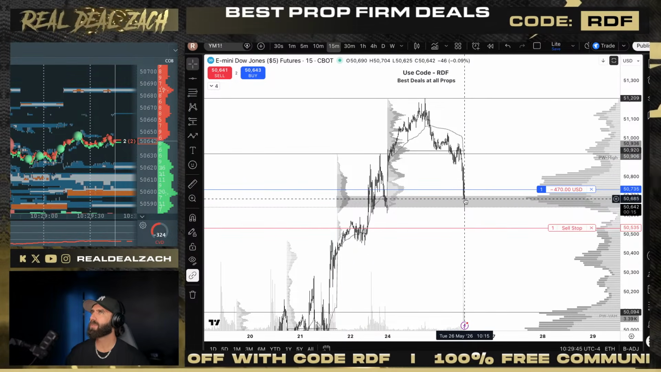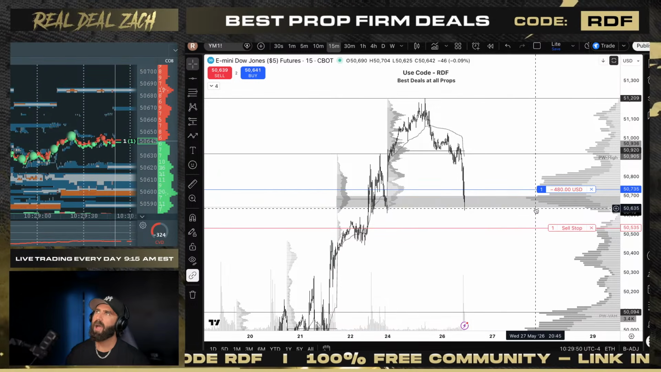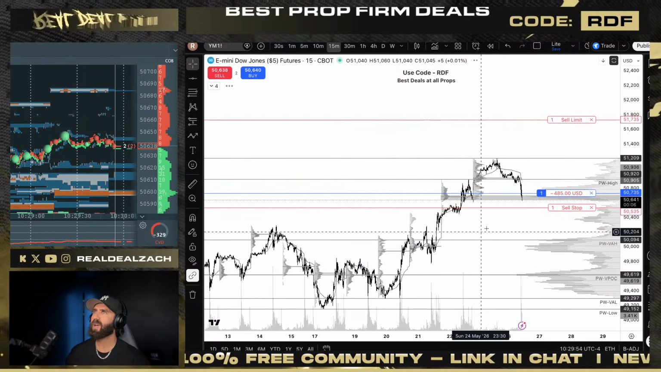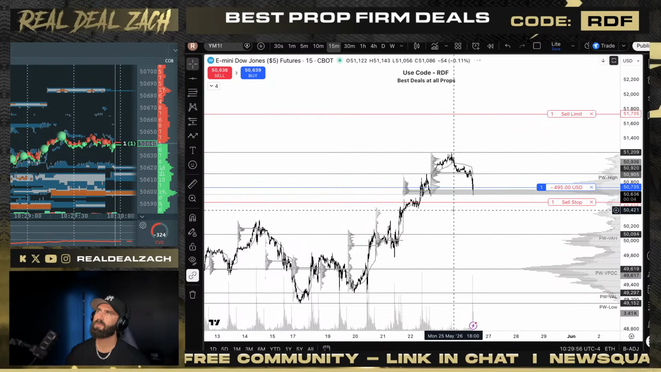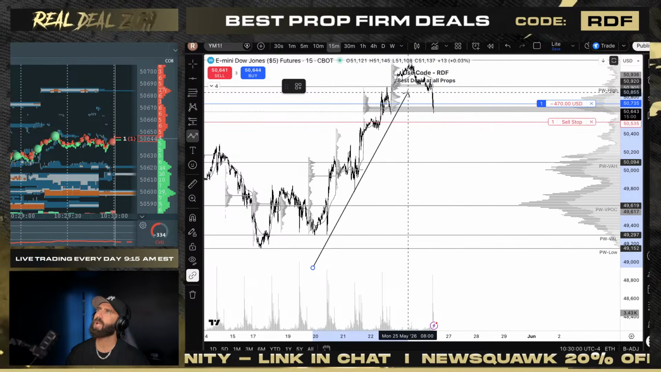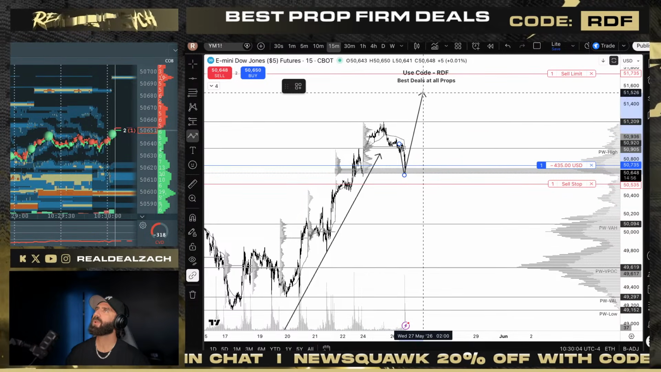But my play was a mean reversion trade off of yesterday's volume point of control. High volume node, discretionary level, right? Above prior week's value area high, not looking for a huge sell-off. Looking for some of this trend to continue to the upside, right? To buy a dip here.